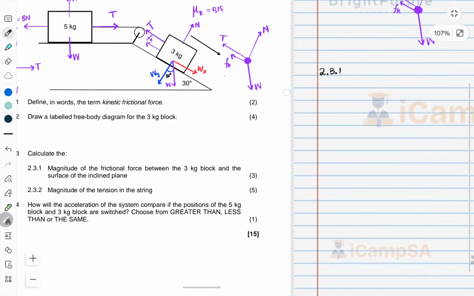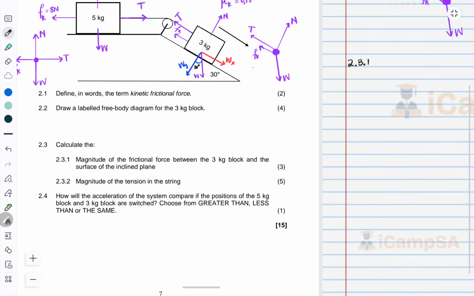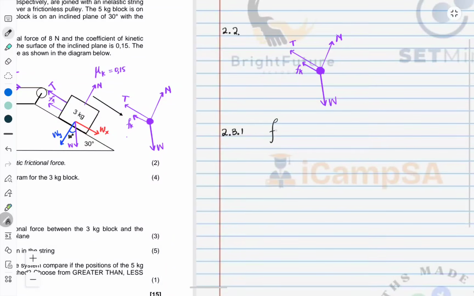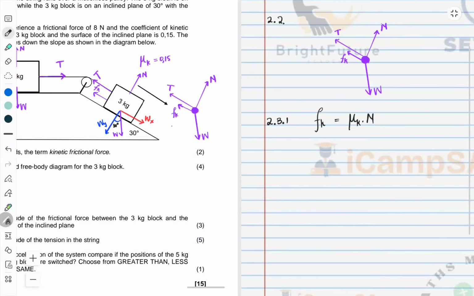We can pass. Now we are asked to calculate the magnitude of the frictional force between the 3 kilogram block and the surface of the inclined plane. Okay, so what do we know? We know that frictional force is calculated using mu k times N, right? But do we know N? No, we don't know N.